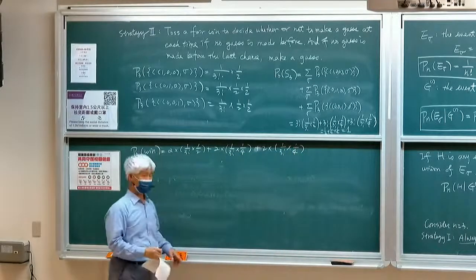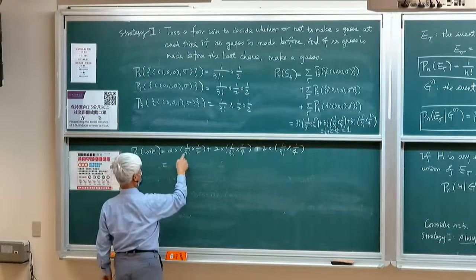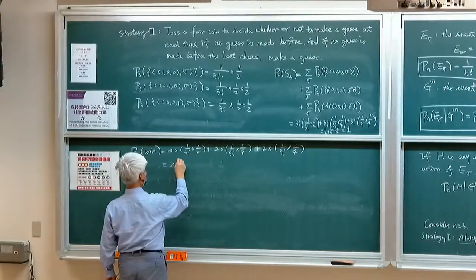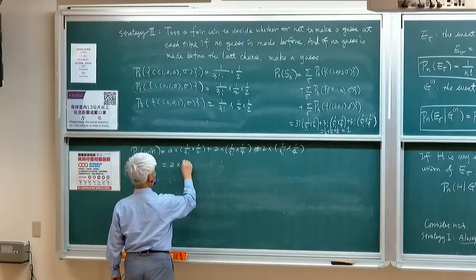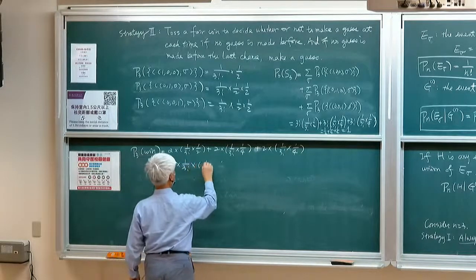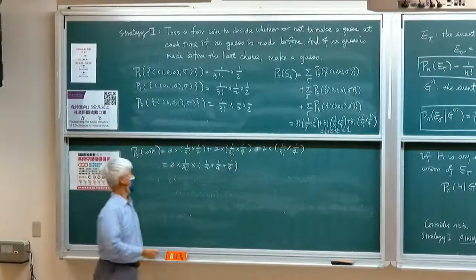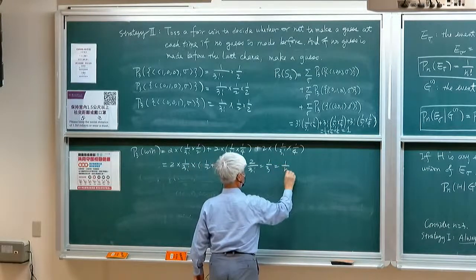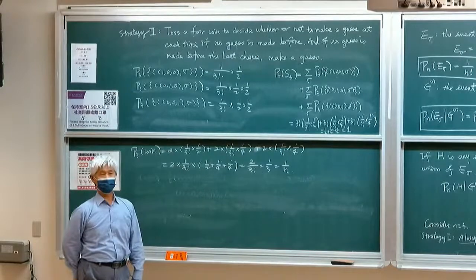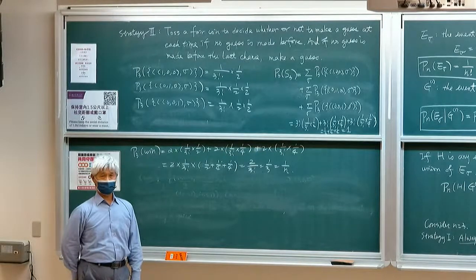Is that okay? Okay, and so that is 1 over 2 chance, chance. Okay, and this is again 1 over n. So once again, we have 1 over n.